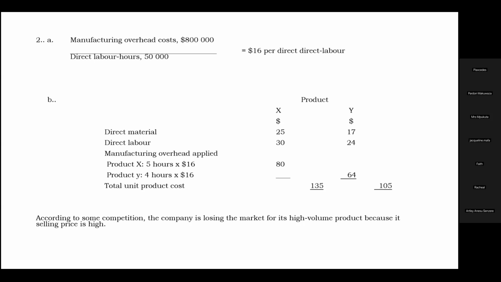Right. The total cost of X unit is $135, and the total cost of Y is 105. As it appears, it still appears that Y is too good. But it is not good yet. Wait until you see the actual cost if we use activity-based costing. So the cost that you can see now on the screen is the absorption costing method.